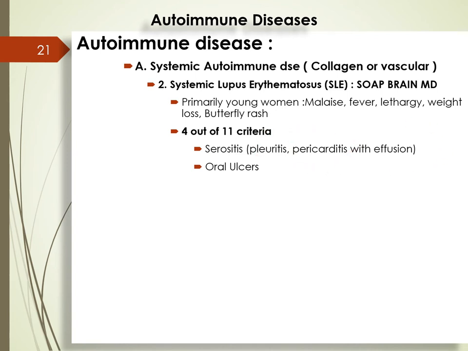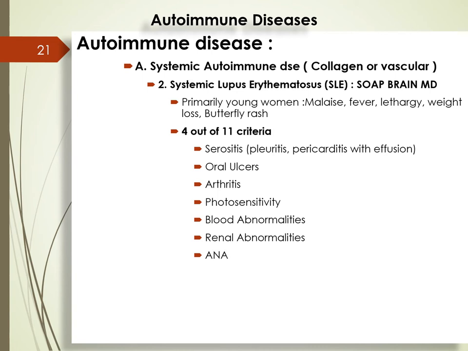O would be your oral ulcers. A would be the presence of arthritis. P will be the presence of photosensitivity, so that is SOAP. Brain, B is for blood abnormalities. You can either have anemias, leukopenias, thrombocytopenia, thrombocytosis. And R will be your renal abnormalities. You can have problems with your renal function, increasing BUN and creatinine, blood in the urine, hematuria, microhematuria, pyuria, proteinuria, okay?